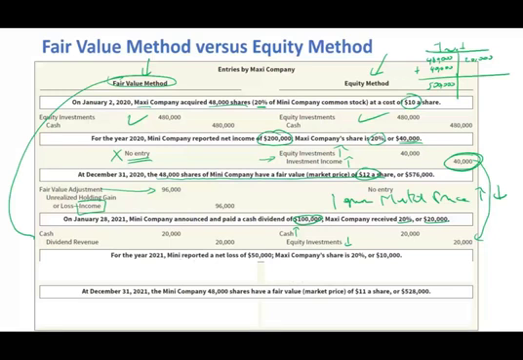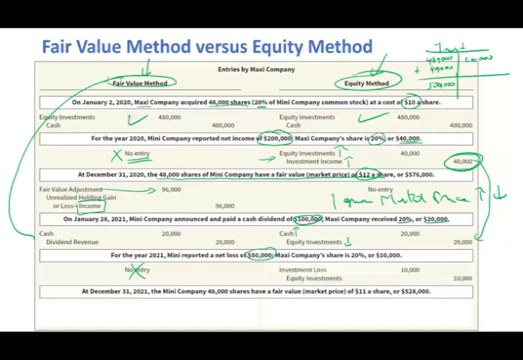For year 2021, Mini reported a net loss of $50,000. For the fair value method, we don't care whether we report net loss or net income. We need to take a look at the company stock's price fluctuation. Under the equity method, our investment's going to go down. We're going to debit investment loss because our share of the loss is 10,000: 50,000 times 20% is 10,000. And we are going to reduce our equity investment. Now our equity investment went down by 10,000, so it is 490.